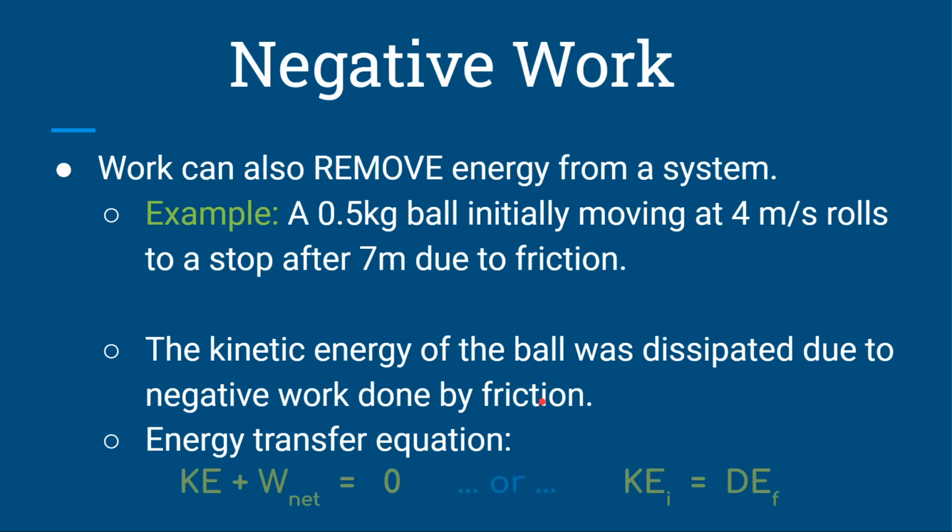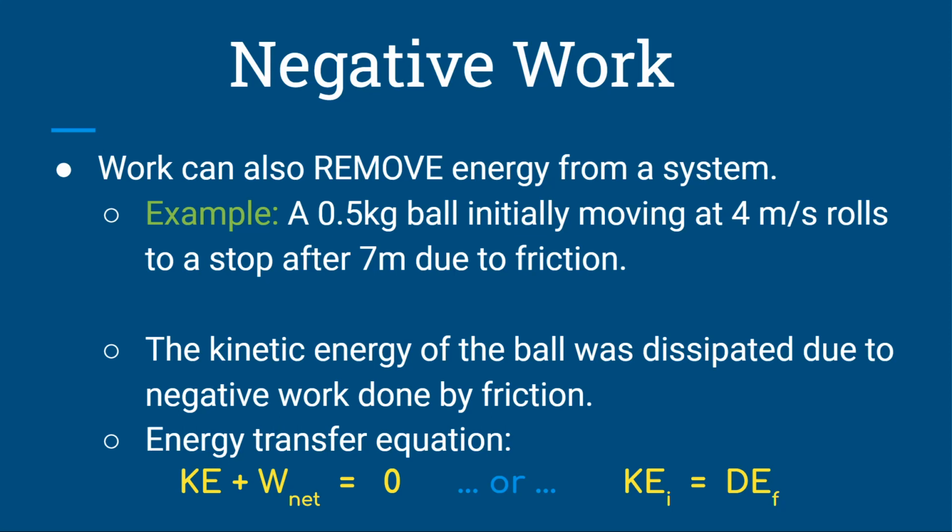And so we can write that equation in two different ways. We can say that initial kinetic energy plus the net work will equal 0 because we don't have any energy at the end. Or we could say that our initial kinetic energy all gets dissipated. It's equal to our dissipated energy at the end. And the reason I'm introducing this term is because there are at least 3 different ways we can ask you the same question.